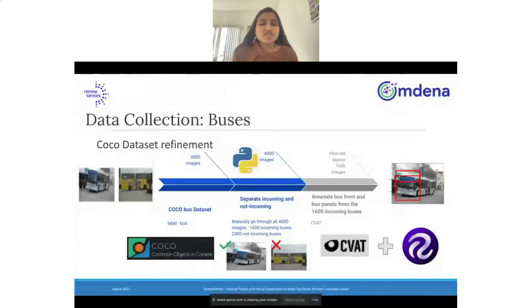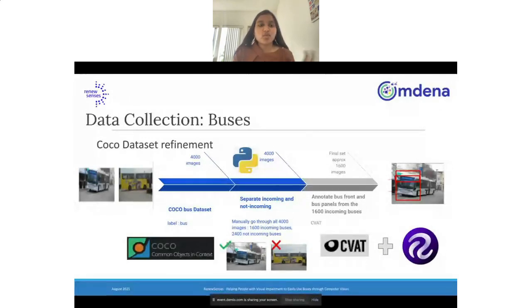So one thing that we did was annotations, using tools like the CVAT tool and others, where we collected the bus images that were already available and annotated them ourselves to see if it is an incoming bus or not an incoming bus, and then we labeled it.